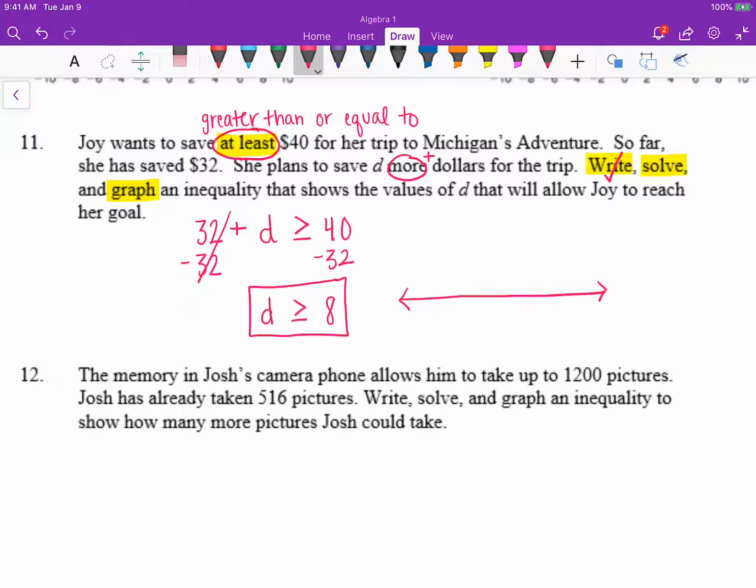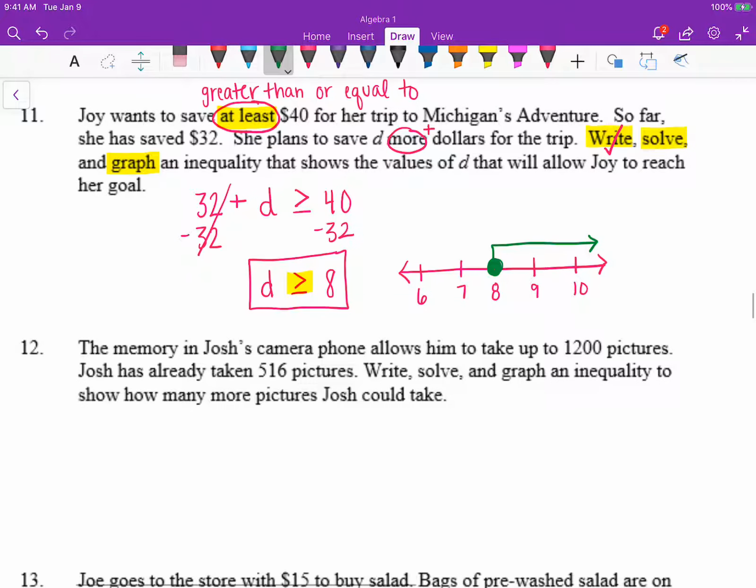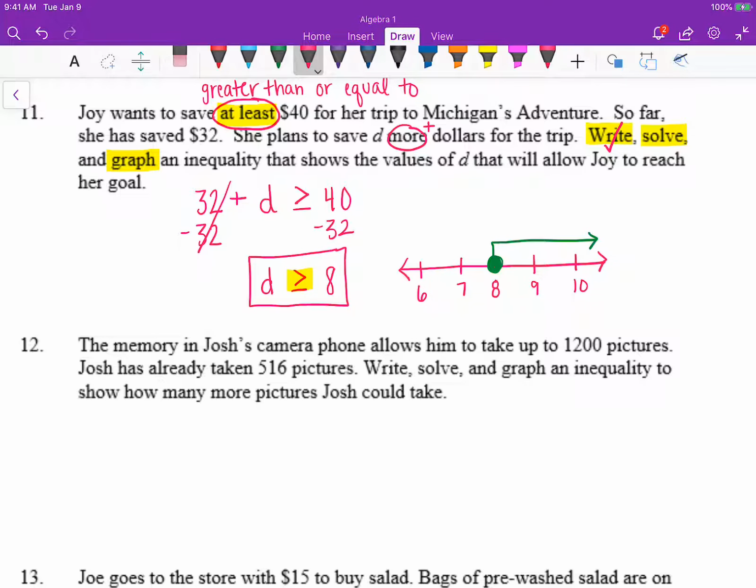Graph it. I'm going to put 8 in the middle. Always do a couple numbers to the left and to the right. To the right it's going to get bigger, so this might be 9 and 10. Left would be 7 and 6. I need to make sure that I do a closed circle at 8. And then my symbol right here, the greater than or equal to, is pointing me to shade to the right. There we go. So we wrote, we solved, and we graphed.